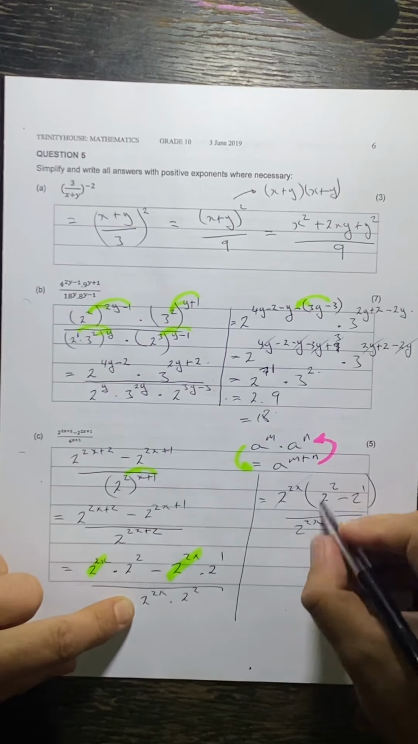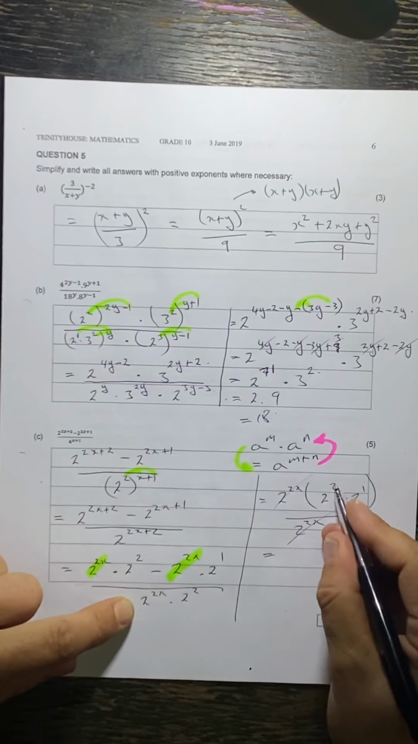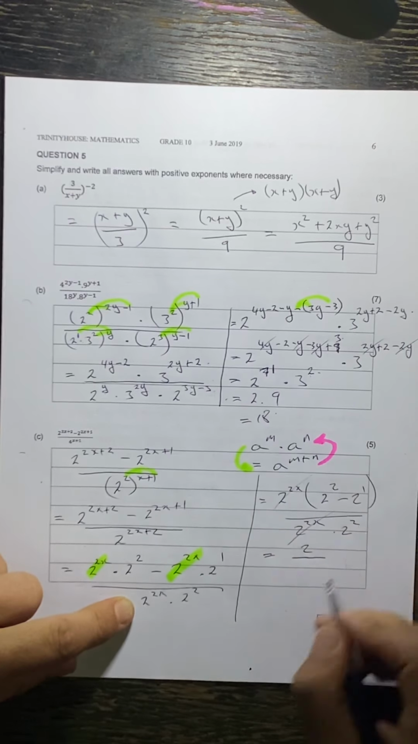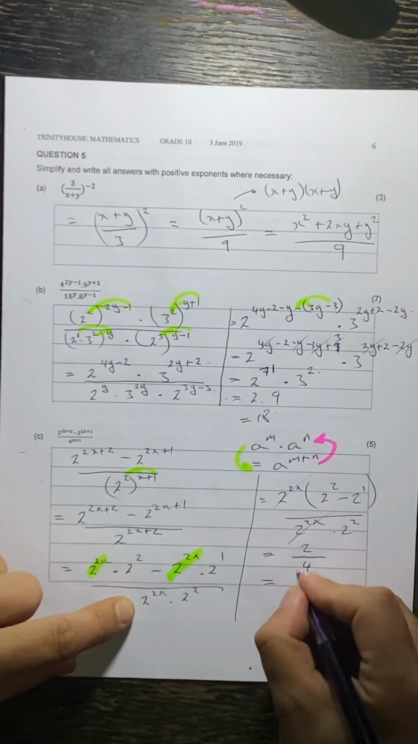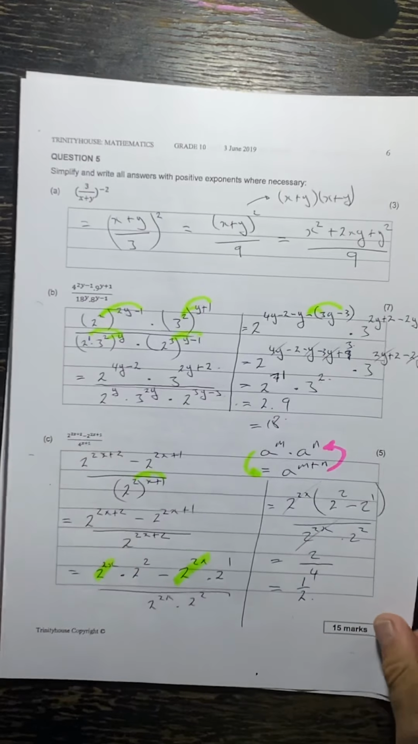Now this 2 to the 2x will cancel with this 2 to the 2x. In the numerator, 2 to the 2 gives us 4. 4 minus 2 is 2, over 2 squared which is 4. 2 over 4 is a half. And that's our final answer for that one.